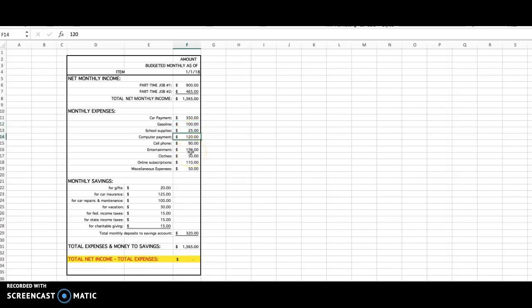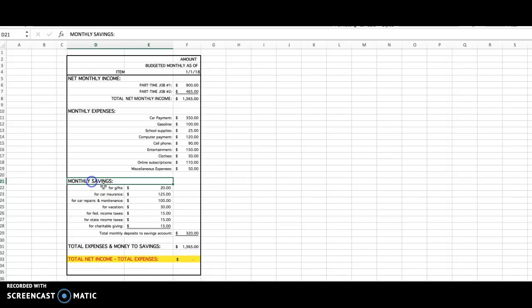Apparently the person owns a computer and is not paid for yet, so there's a monthly payment of $120. There's a cell phone expense each month, entertainment expense, clothes, online subscriptions. All of these things would be part of what the person has to pay every month. Miscellaneous would be kind of a catch-all thing. It's good to have this because unexpected expenses come up, and we have allowed a little bit of money for that. So these are all of the typical monthly expenses.